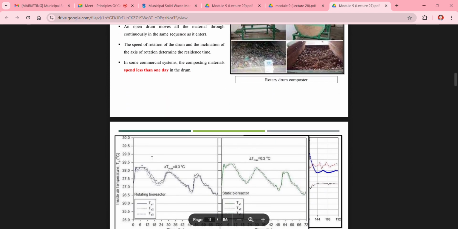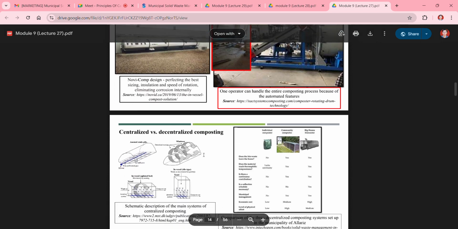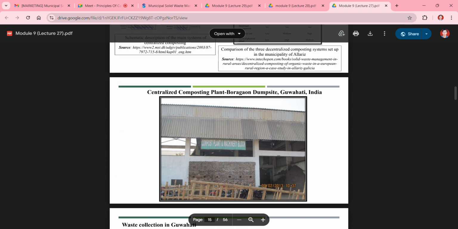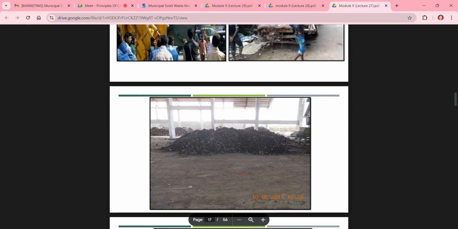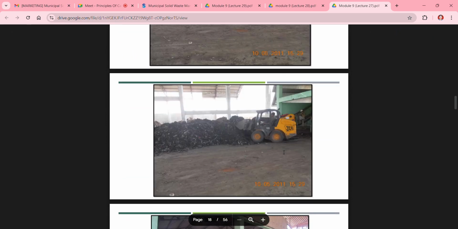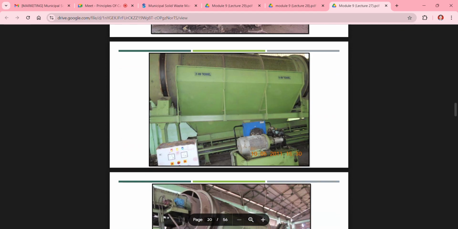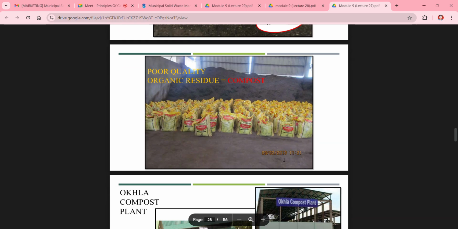Okay, then there are some images of different types of rotary drum type composters, and here is a centralized composting plant at the Boragaon dump site, Guwahati, which uses this rotary drum type composting system for converting municipal waste into compost material. Then there are some more images.